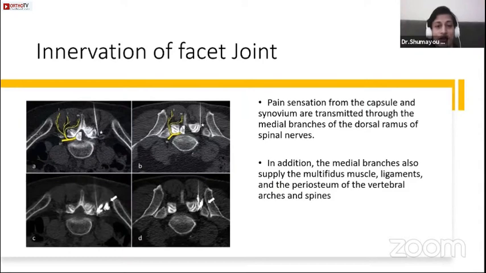So if you look at the innervation of the facet joint, there's a spinal cord, the thecal sac, and the nerve root comes out, giving a ventral branch and a dorsal branch. If you look at the first image, the dorsal branch will then go on to give three branches: a lateral, intermediate, and a medial branch. The medial branch will hug the facet joint and supply it, and then continues on to supply the multifidus. So that's looking at it from an axial view.